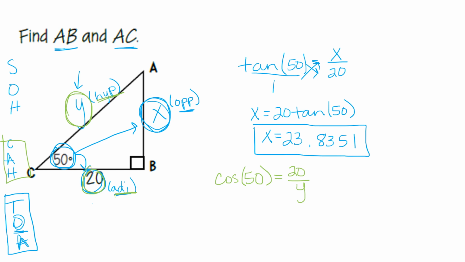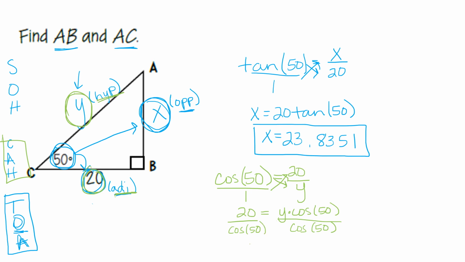Now notice this is the first time we've had Y in the bottom, but again we're still going to put the cosine over 1 and cross multiply. So I'm going to get 20 equals Y cosine of 50. Notice now I have to get Y alone. Y's not already alone, so I'm going to have to get rid of this multiplication of cosine. And I know it's multiplication because there's nothing else between the Y and the cosine. So I'm going to have to divide both sides by cosine 50. So it's going to be 20 divided by cosine 50.